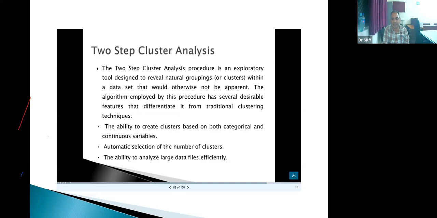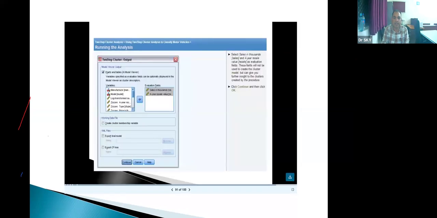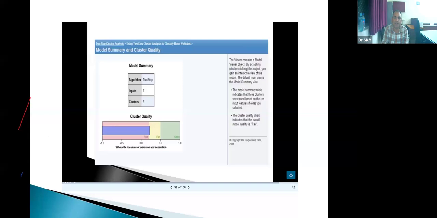The two-step is that you first apply hierarchical cluster analysis, then non-hierarchical cluster analysis. For this we can go to Analyze, Classify, and then you will see here what is written: two-step cluster analysis. So go to that and you can apply it. You can see it this way.